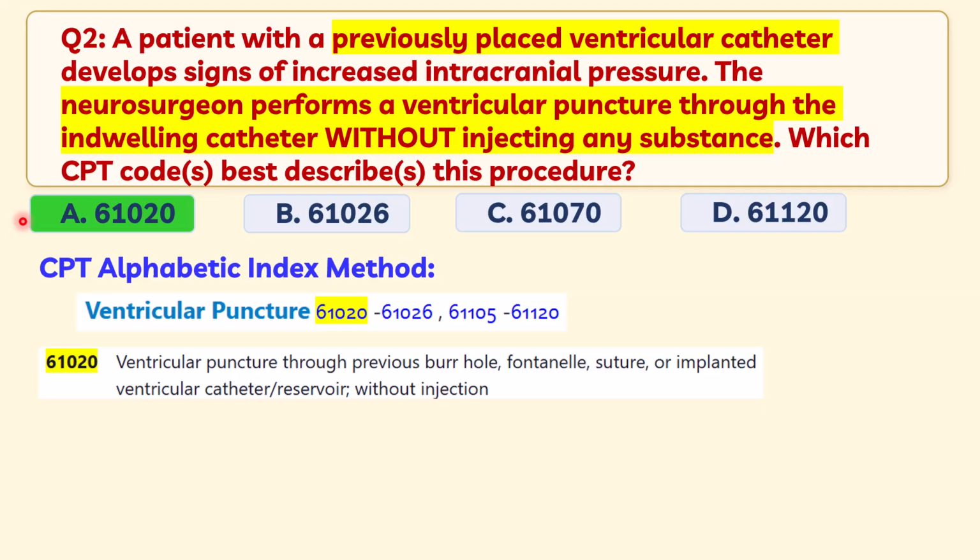So if you want to find the answer using CPT alphabetic index, first go to the main index term. Here you can use many methods. The main procedure here is ventricular puncture. So you can use the direct term ventricular puncture. When you go to the term ventricular puncture, it leads you to the following code series: 61020 to 61026, and 61105 to 61120. Again, come back to the table list and confirm. Once you confirm the answer, the correct code will be answer A.